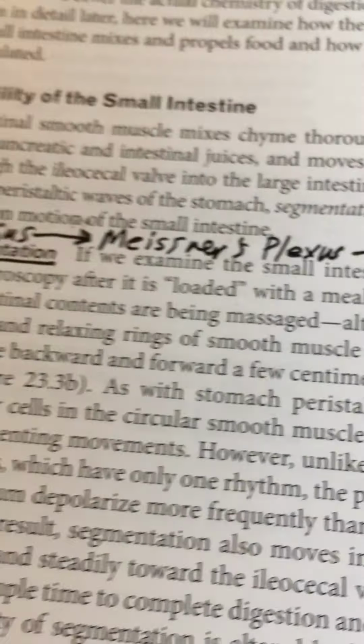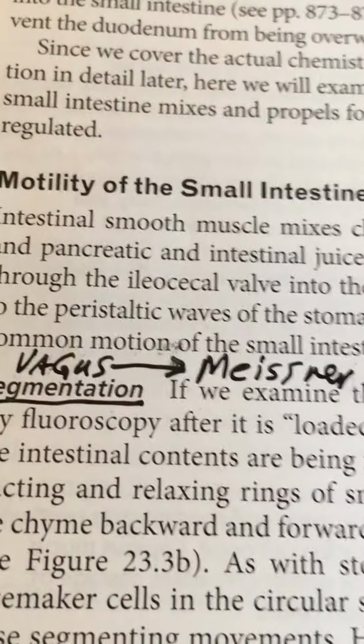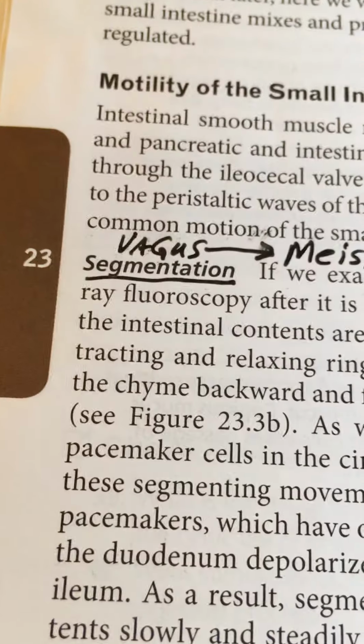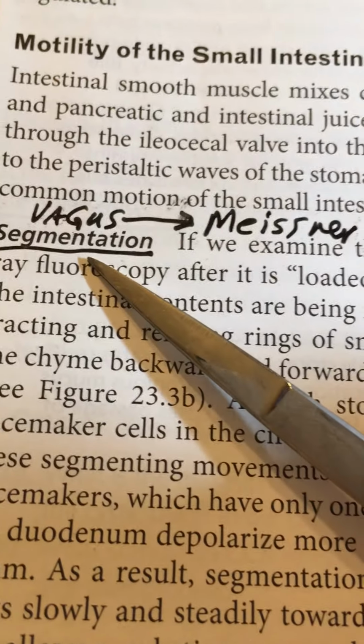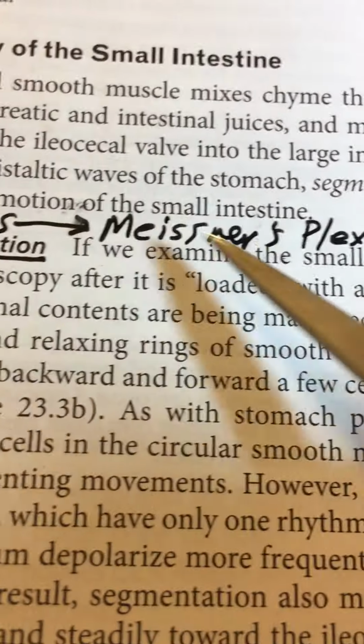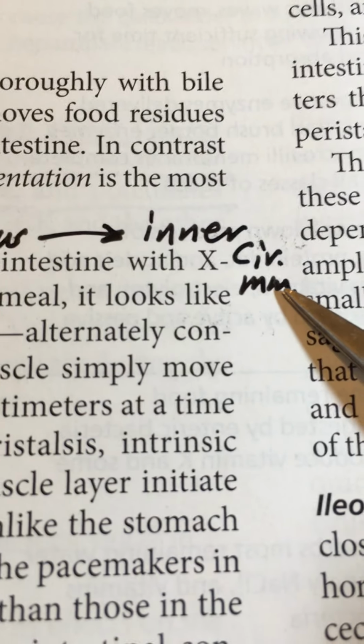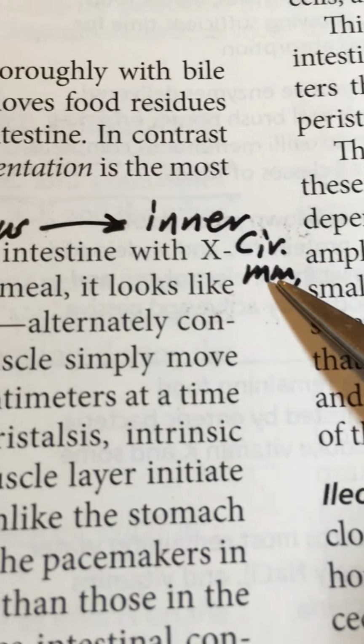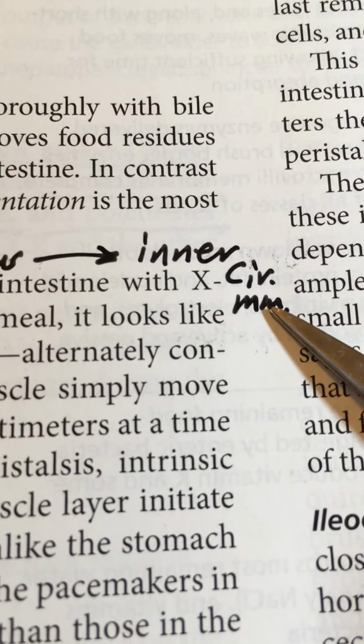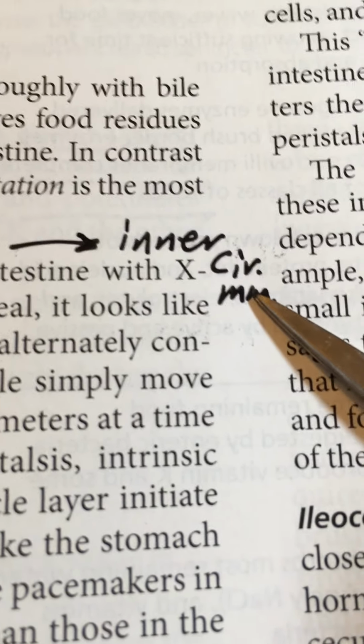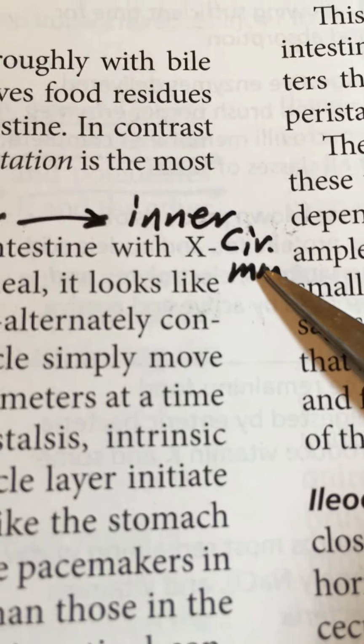Okay, so then that brings us over here to motility, and we're now on page 886. I've just turned the page again, and we're studying now motility of the small intestine, and we're discussing the idea of segmentation, which is the vagus acting on Meissner's plexus, which then stimulates the inner circular layer in order to do the mixing work of enzymes and food chyme.